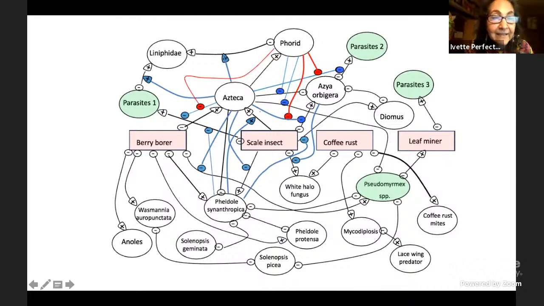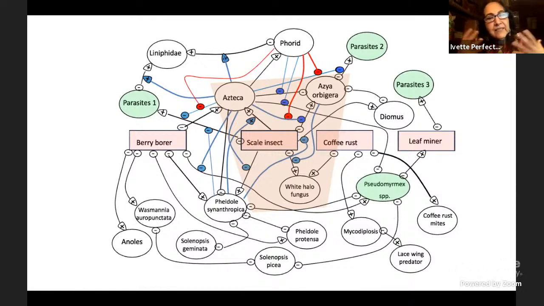And all this network of interaction has a keystone species, which is the Azteca ant that I talked about before, and so what I showed you today were these interactions only, including Azteca, the scale insect, the white halo fungus, Lecanicillium lecanii, and Azya orbigera, the beetle. But then there are all these other components that are really interesting as well. A lot of interactions, direct and indirect interactions happening there.